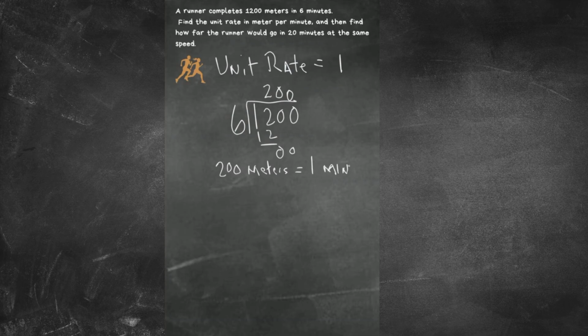Okay? So now to find how far this particular runner is going to go in 20 minutes, you just multiply 20 minutes times the unit rate, which is 200 meters. So this particular runner is going to go 4,000 meters in 20 minutes. So there's an example of how you use unit rate.